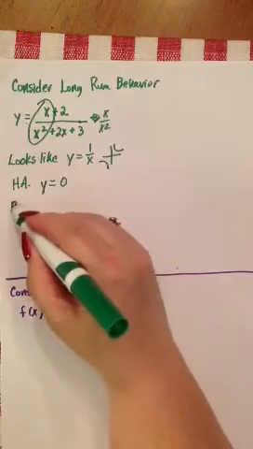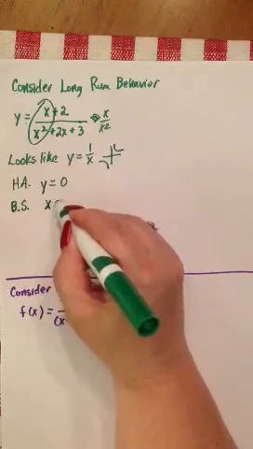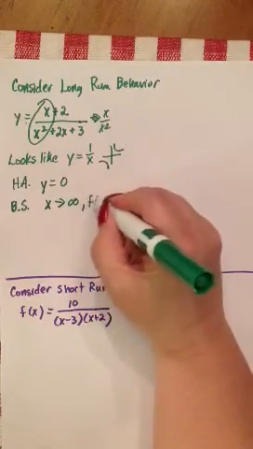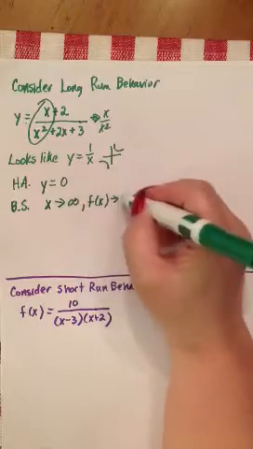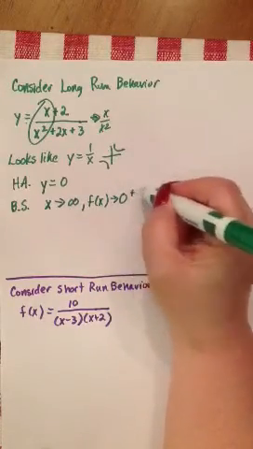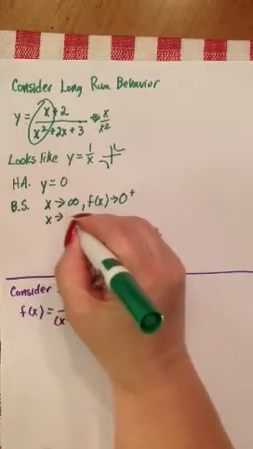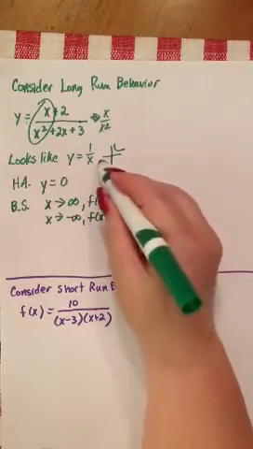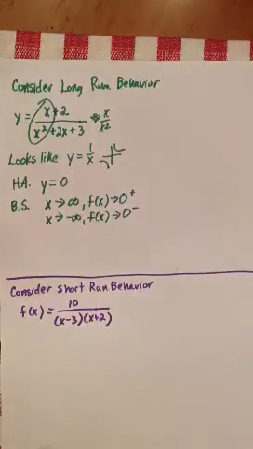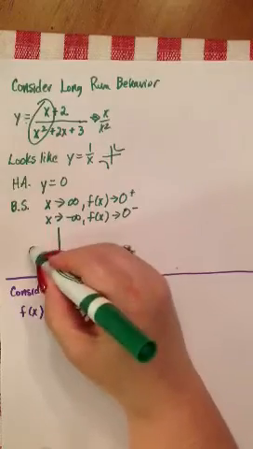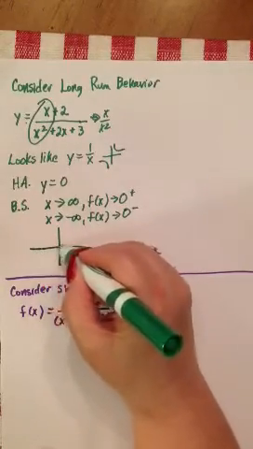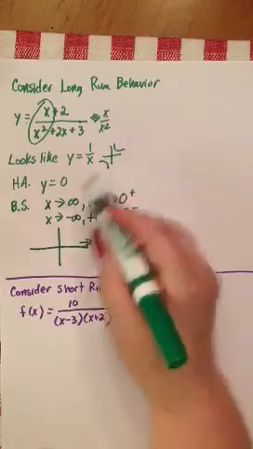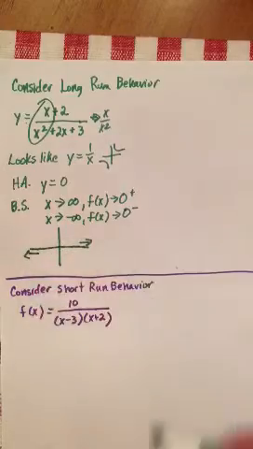For our behavior statements, we would say that as x approaches infinity, look at your picture over here, f of x approaches the asymptote from above, so you put a plus. And as x approaches negative infinity, f of x approaches that same asymptote except from below. If they ask you to do the graph, you would say there's the asymptote, and on the right it approaches it from above, and on the left it approaches it from below. Okay?